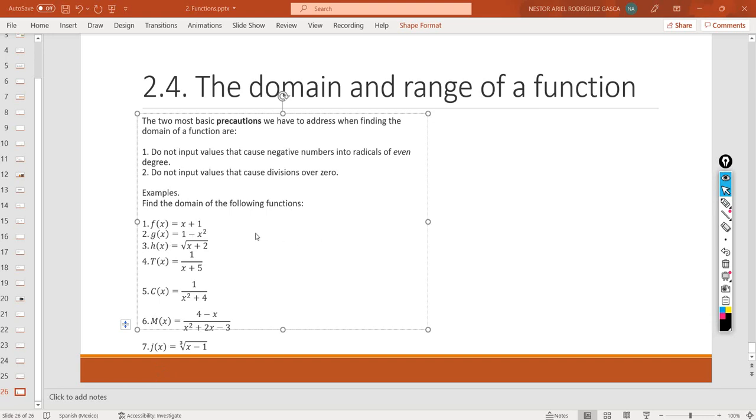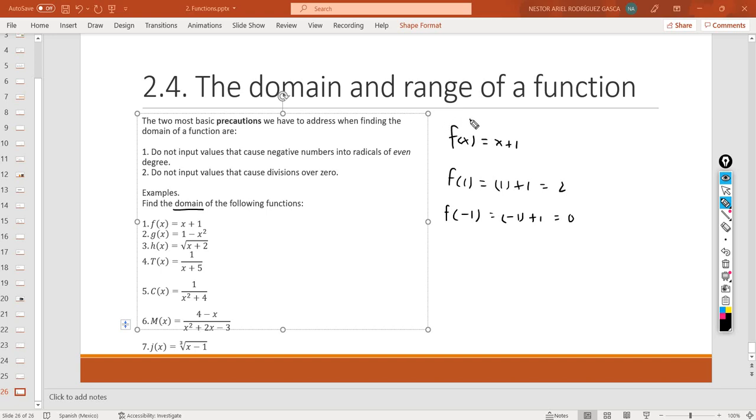Number 1, f of x equals x plus 1. Let's get the domain only, not the range. Remember, don't care about the range for the moment, just the domain. So this is my function, f of x equals x plus 1. And as you can perhaps guess by now, we can give this function any value and nothing weird will happen. Any number that we input into this function will have a respective output.